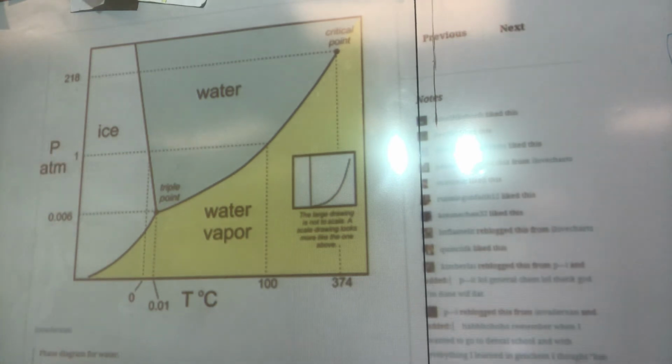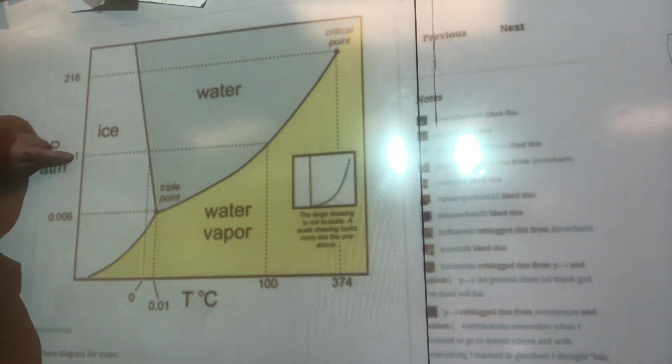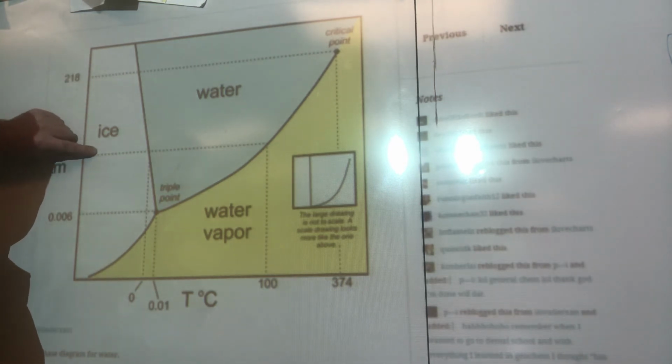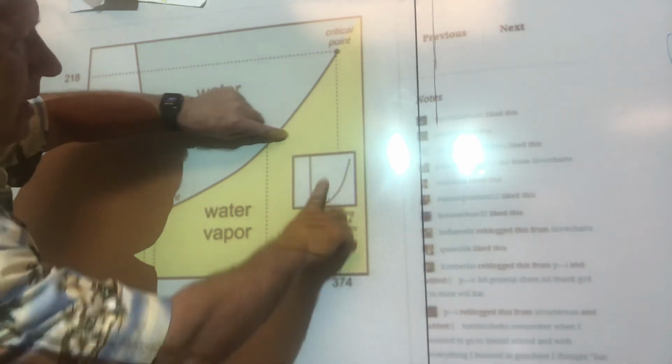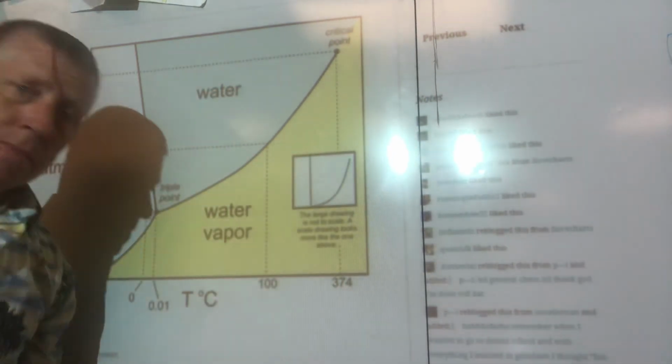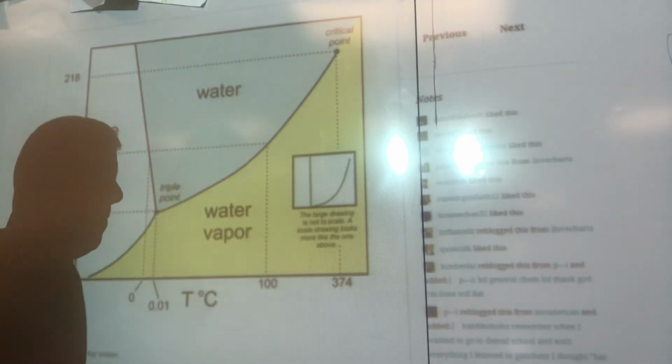Or if I said a pressure of 2 and a temperature of 300. Okay, here's pressure 1, that's 218, so 2 is going to be like here, and 300 is going to be like here. We'd have a gas. Okay, so we should be able to read these charts.